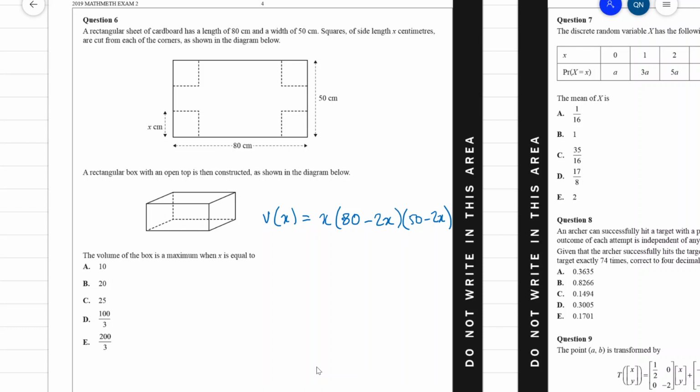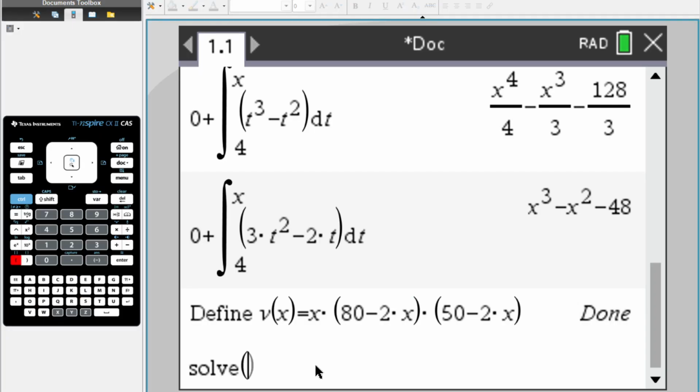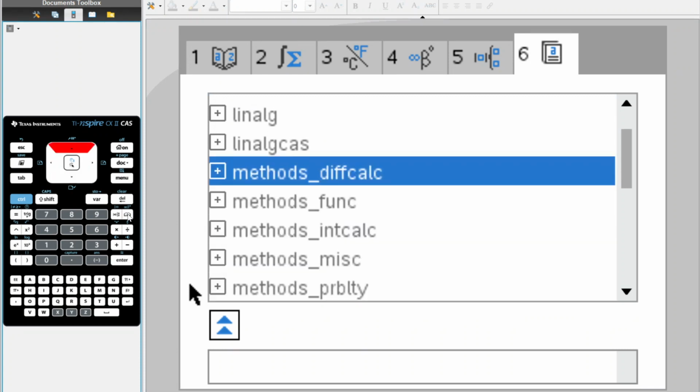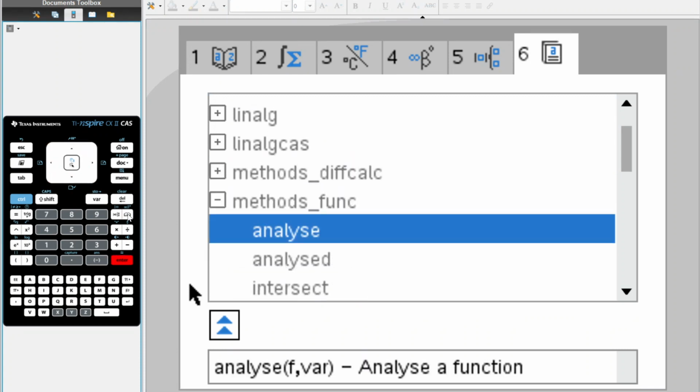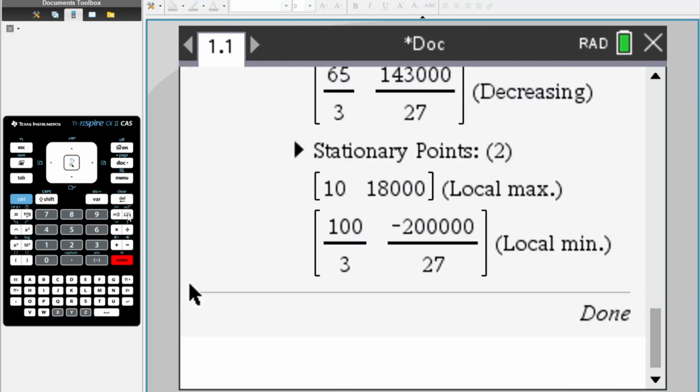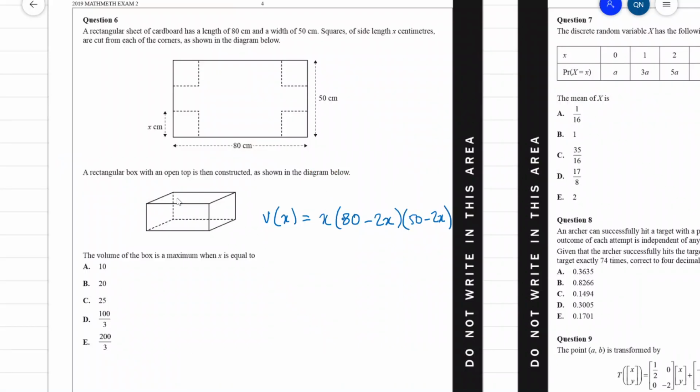And what do we want to do? We want to maximize this guy. Actually, let's use the analyze program, just so we know what the local maximum is. So functions, I'm going to analyze v of x, comma x, and that gives us 10. So this is the value of x at which this occurs. That's the maximum volume if you need that, but we're only interested in that 10. So it's going to be option A.